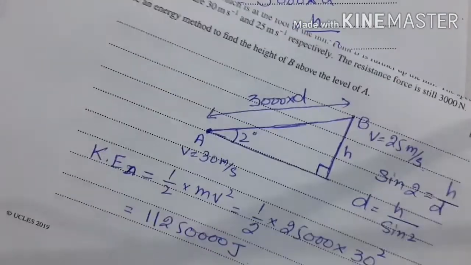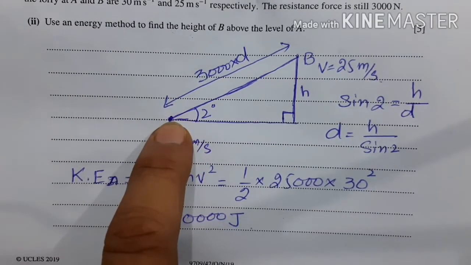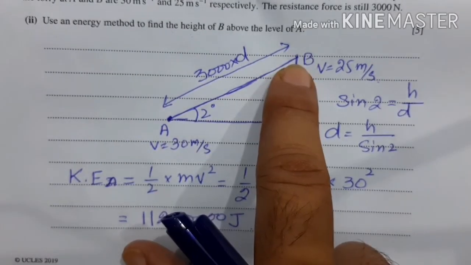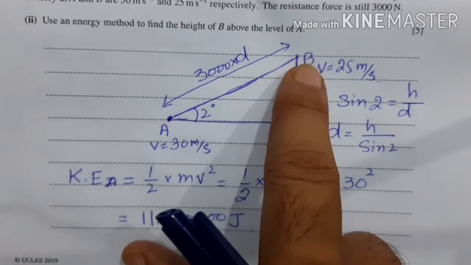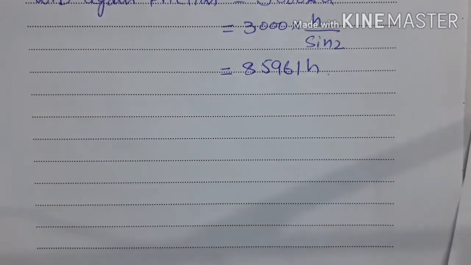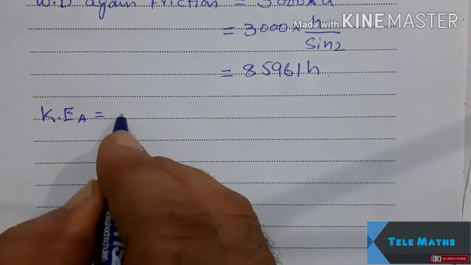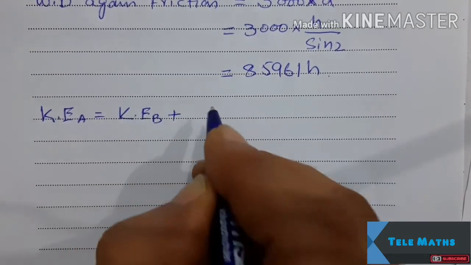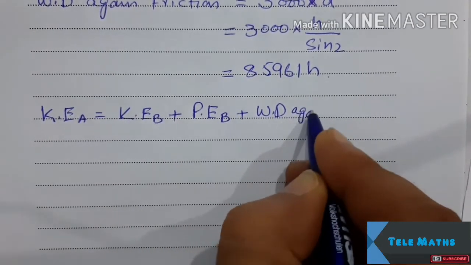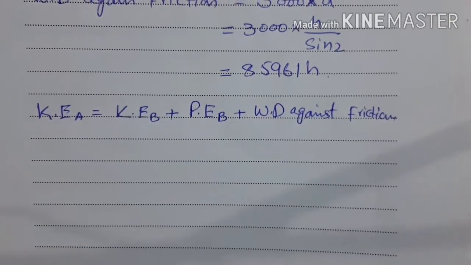Now you have to be very careful while making this relation. The lorry has initial kinetic energy at point A. This initial kinetic energy is converted to the final kinetic energy plus gain in potential energy plus work done against friction. So I'll write it as kinetic energy at A is equal to kinetic energy at B plus potential energy at B plus work done against friction. So these three things are equal to the kinetic energy at A.